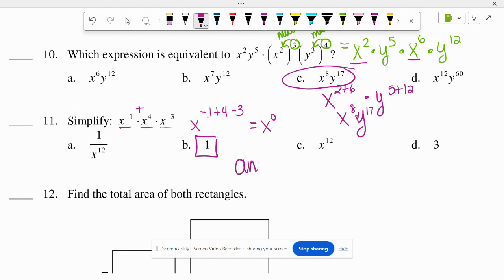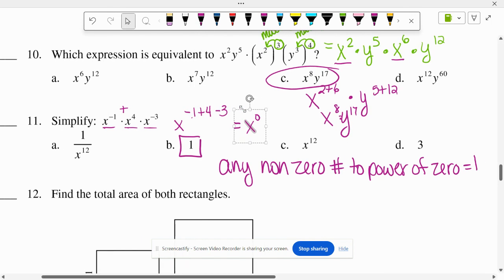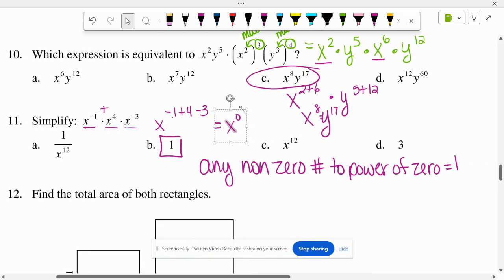Any non-zero number to the power of 0 equals 1. We learned that, right? Any non-zero number to the power of 0 equals 1.